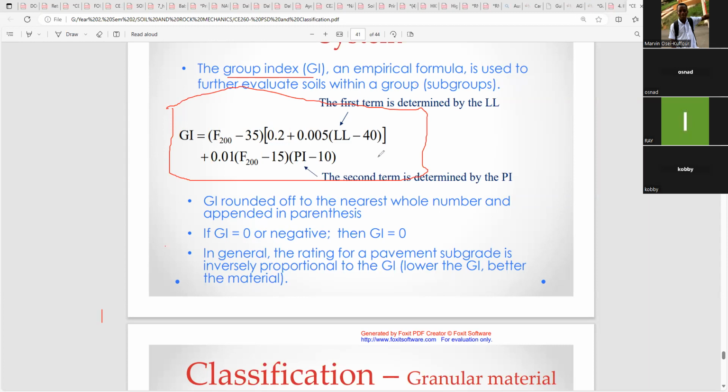Your GI, you have to round it off to the nearest whole number. Assuming you have 6.57 after calculating your GI, you have to approximate it to the nearest whole number, which is 7. And if you have a negative number, maybe negative 6.66, you still have to approximate it to 0. And you can get a GI of 0 too, and a GI of 0 is still 0. You can't do anything about it.